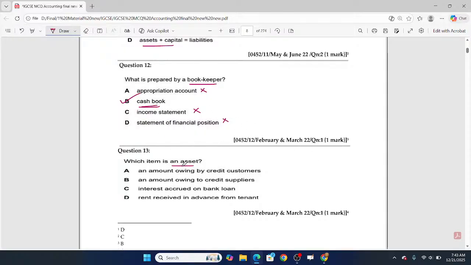Which item is an asset? An amount owing by a credit customer. Credit customer, if they owe to us, it is an asset. He has to give to us, then I am very happy that we'll get collections in a later period. It's an asset. The amount owing to credit suppliers is a liability. Interest accrued on bank loan: interest accrued means we are supposed to pay. We are still liable to pay it, not paid. So it will be a liability. Rent received in advance: any income received in advance is also a liability. So A is the correct one.